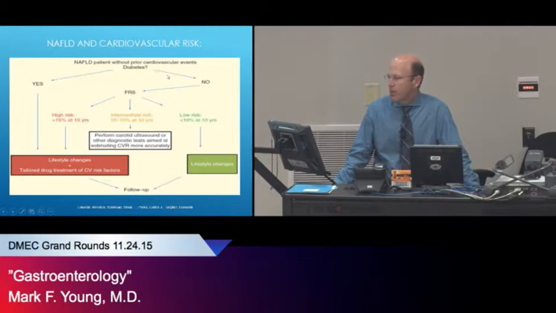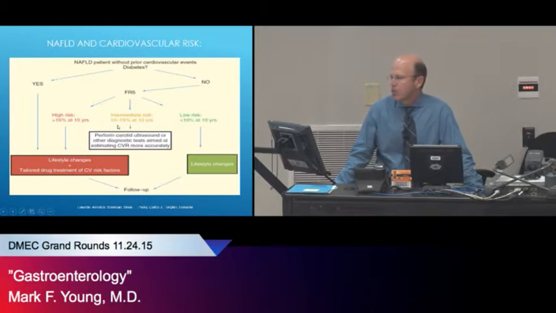If they're a diabetic, then you obviously want to do lifestyle changes with tailored drug treatment to decrease their cardiovascular risk factors. If they're not a diabetic, you fall into the Framingham study guidelines. And if they have low risk by the Framingham guidelines, less than 10% in 10 years, you go to lifestyle changes and follow-up. If they have high risk, greater than 15% at 10 years, then you would consider some other imaging studies, maybe carotid ultrasound, maybe echocardiography, and then do intensive statin therapy for that patient.